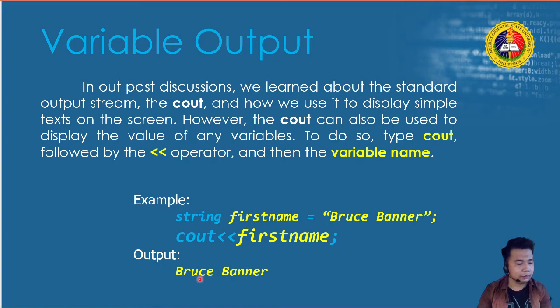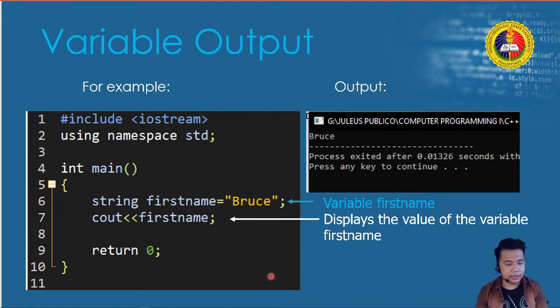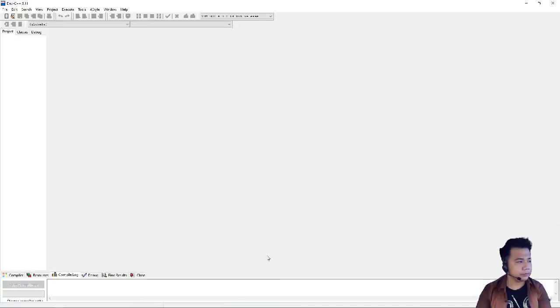The output should be like this. Alright, so let's take a look at how it is used in our IDE. Okay, so we have here our IDE, the Dev C++ version 5.11. Of course we've discussed how to use this last time, so I'm pretty sure you can use it easily.